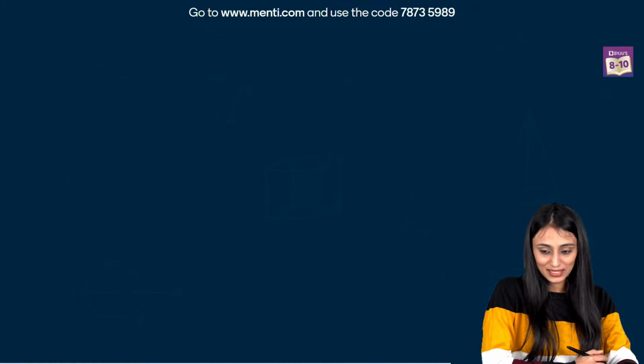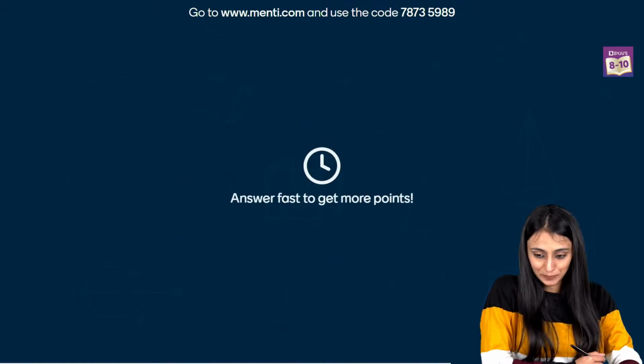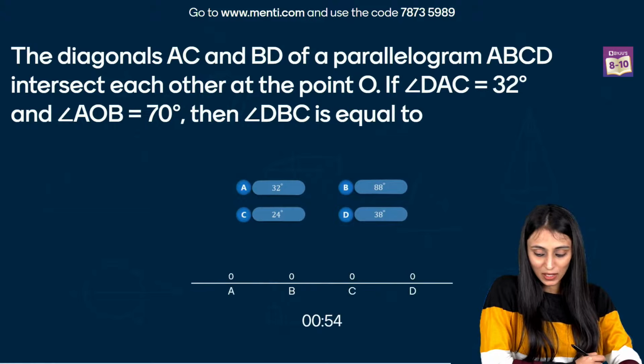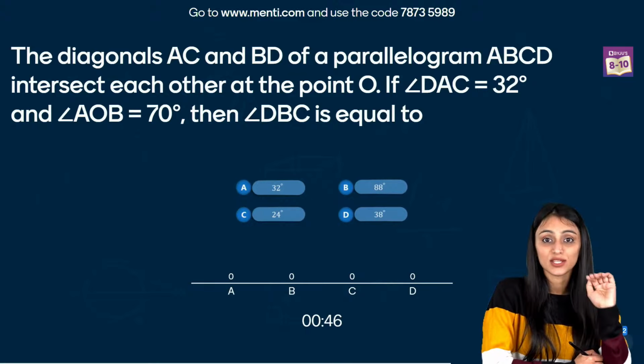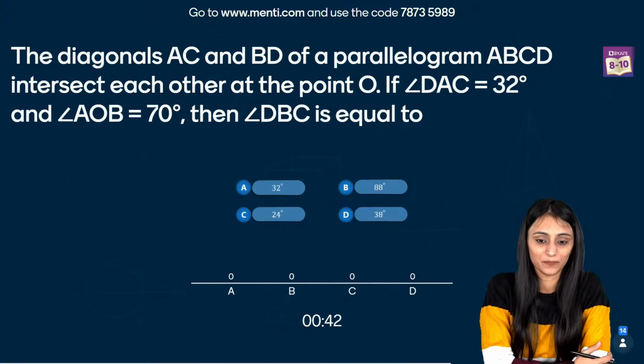Let's take a look at the next question now. We have question number 10 here. The diagonals AC and BD of a parallelogram ABCD intersect each other at the point O. If angle DAC is 32 degrees and angle AOB is 70 degrees, then angle DBC is equal to. I would suggest you make a diagram first and then solve it, otherwise you will end up making mistakes.